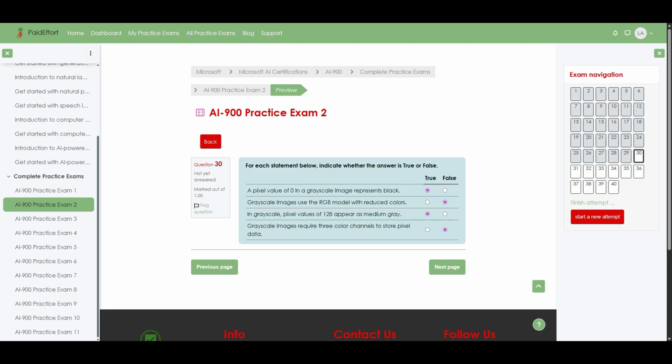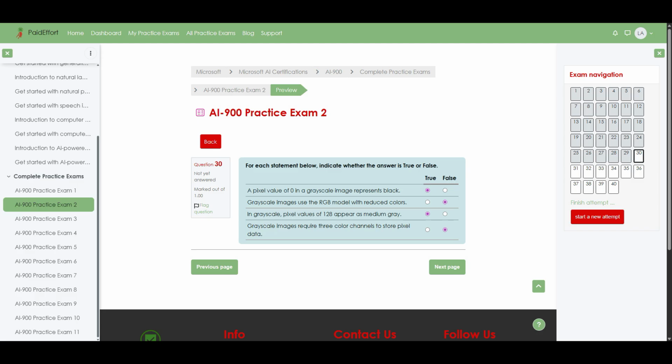Starting with the first statement, it's true that a pixel value of 0 in a grayscale image indicates black. Grayscale images work on a scale from 0 to 255, where 0 is black and 255 is white. Next, the idea that grayscale images use the RGB model is false. Unlike color images, grayscale images use a single channel model, which stores intensity values only, not separate red, green, and blue values. Moving on, a pixel value of 128 does indeed represent a medium gray.